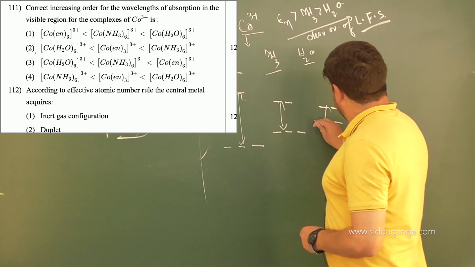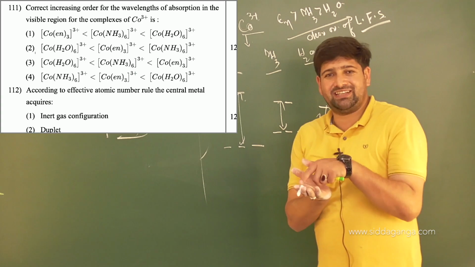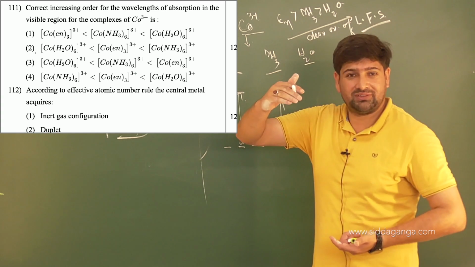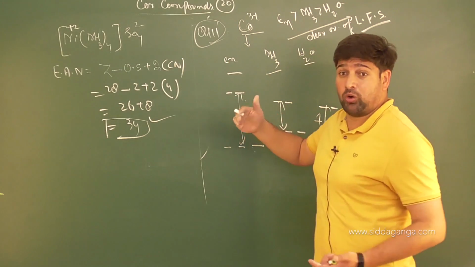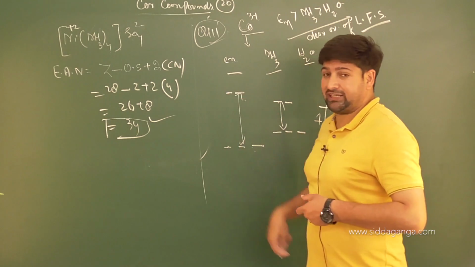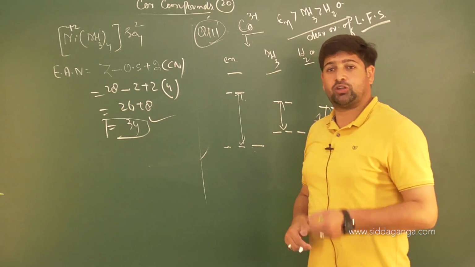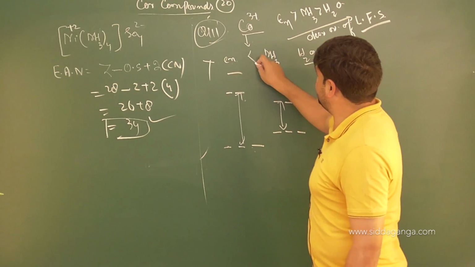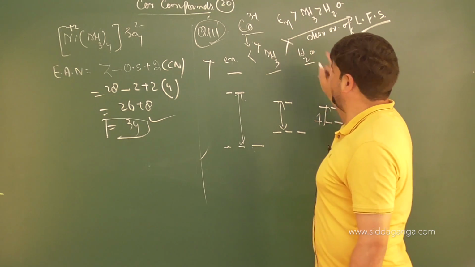Now in order to excite electron from T2g to Eg, because splitting in water is least, energy required in water will be less, that means wavelength will be more. But crystal field splitting in ethylene diamine is more. So in order to excite electron from ground state to excited state, excitation needs more energy. More energy means less wavelength. Thus, the order of the wavelengths will be wavelength absorbed in En will be less than wavelength absorbed in ammonia will be less than wavelength absorbed in water.